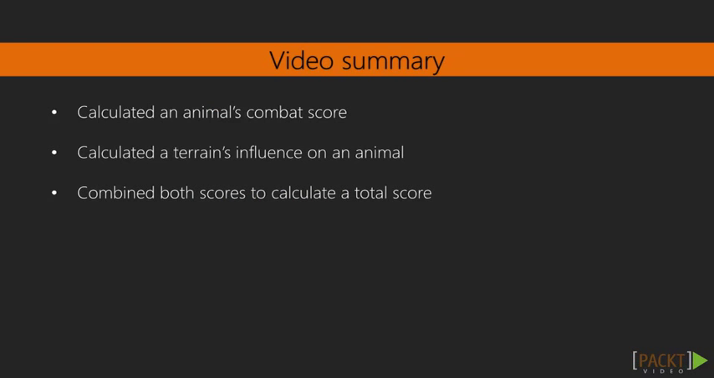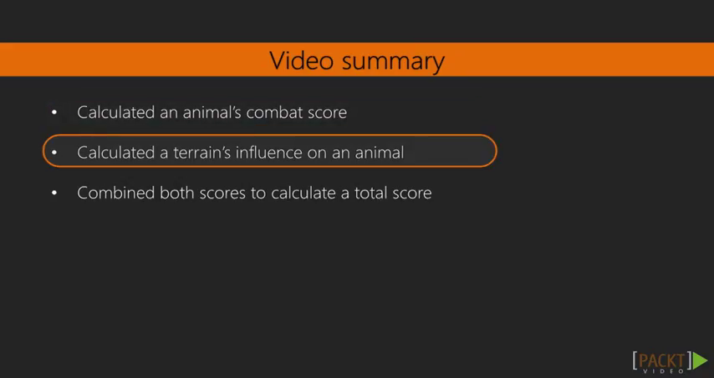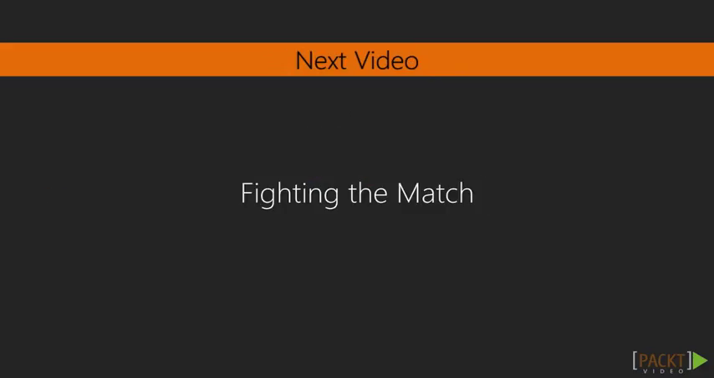So just a quick recap. In this video, we've calculated an animal's combat score. We've also calculated a terrain's influence on an animal. And then we've combined both scores to calculate a total score for that animal. Now that we've successfully done that, we can move on to the next video in which we'll fight the match and then determine the outcome.